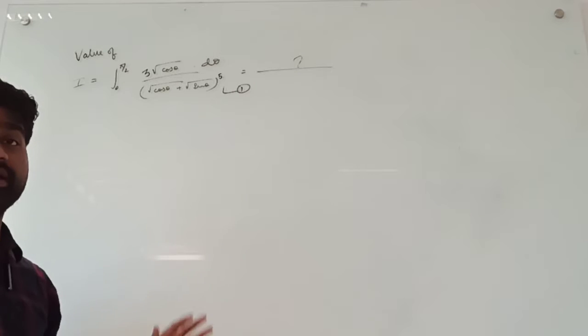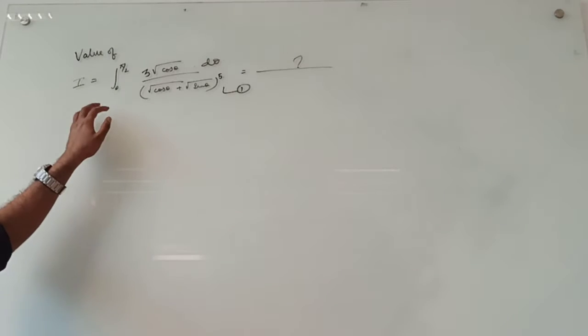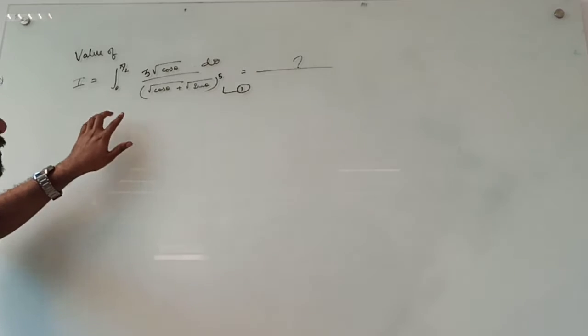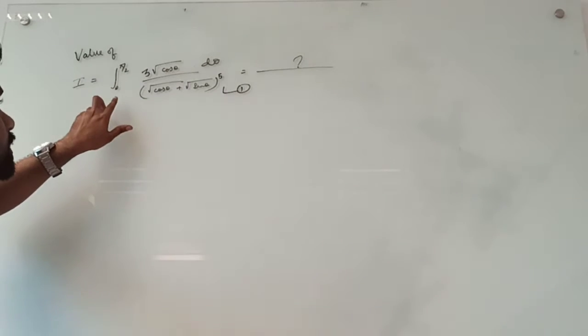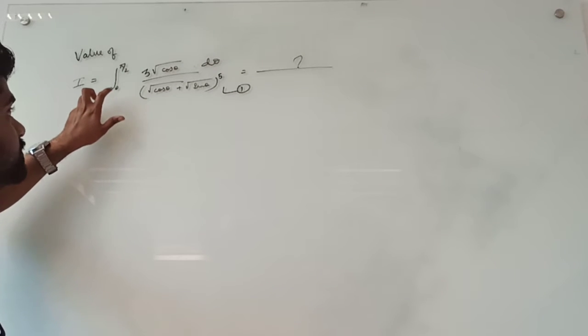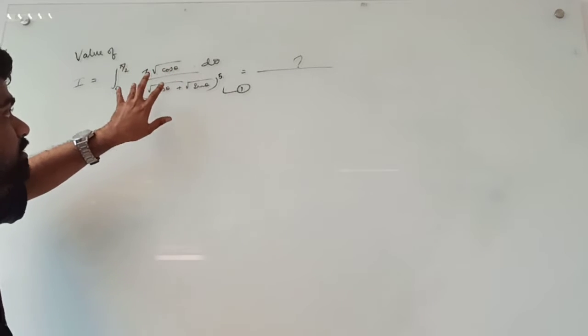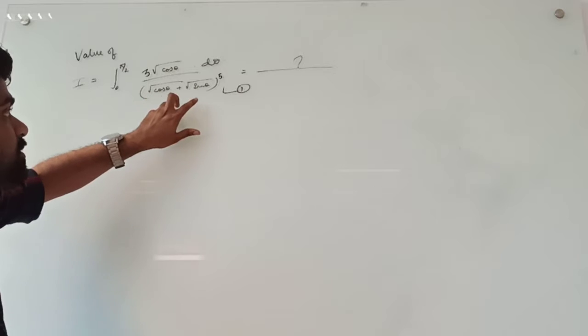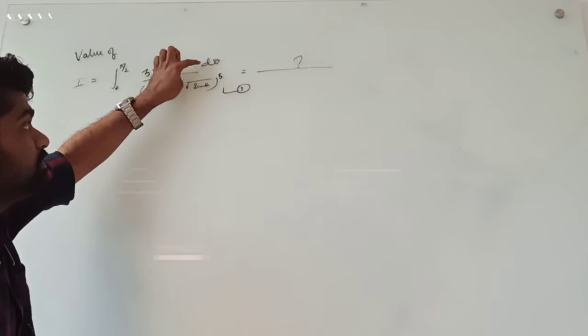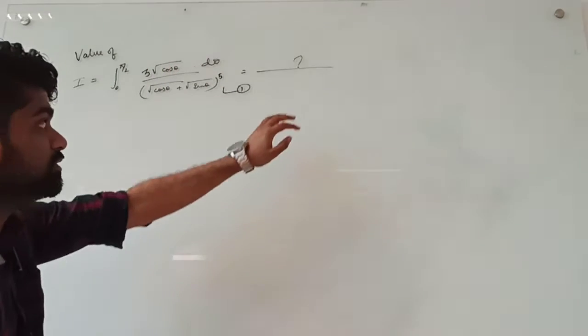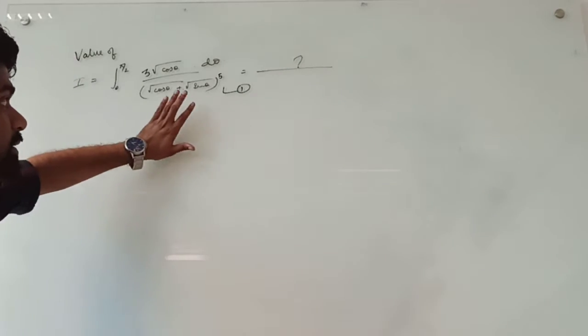We'll solve one mathematics sum related to definite integral. I'll read out the function for you. We have to find the value of this particular integral, running from 0 to pi by 2. It's a definite integral, and the function is 3 root of cos theta divided by root of cos theta plus root of sin theta to the power 5, and we have to integrate with respect to d theta and find the value of this integral.